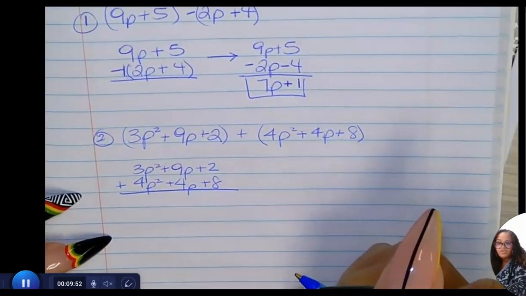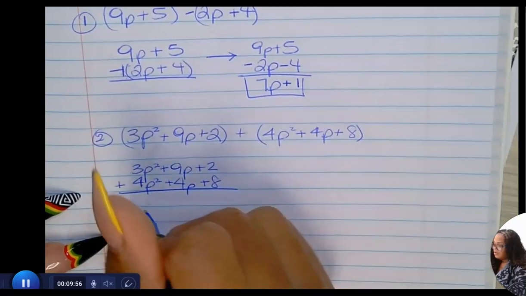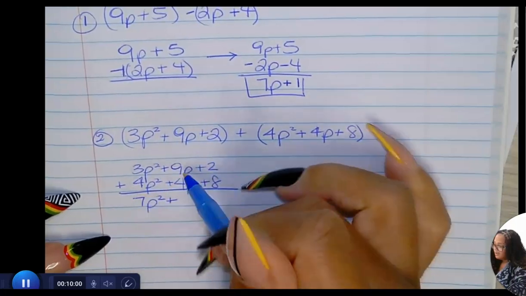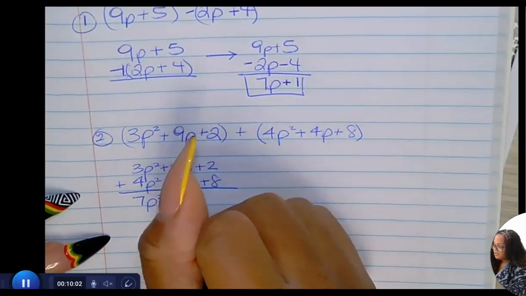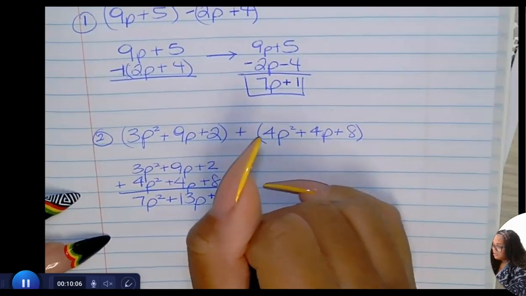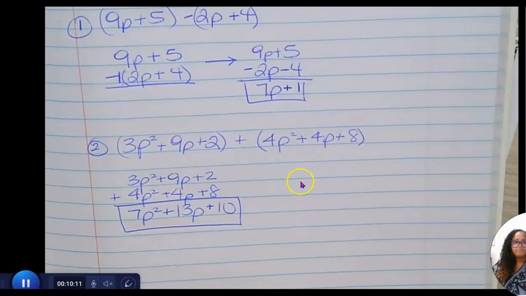My signs won't have to change at all. So we're putting these together. I've got 3 plus 4, which is 7p squared, positive. 9 plus 4, which is 13p, and then another positive term, which is 10. Boom, we're done.